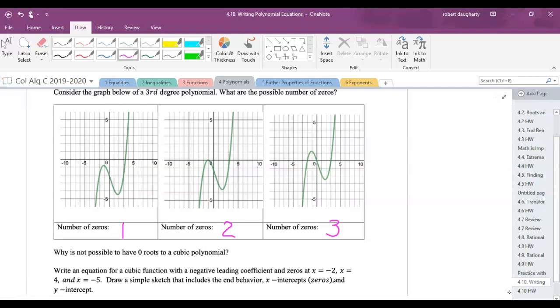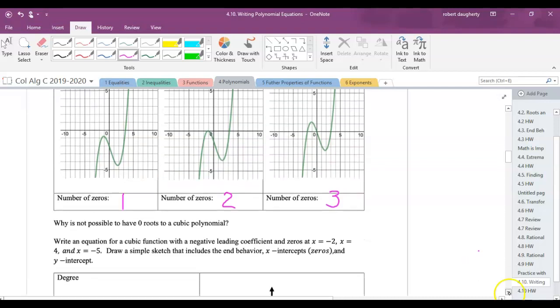Why is it not possible to have 0 roots? It's going up and down. It has to cross. There is no way around it. I can make this polynomial never cross. I can make this one never cross. But the ones that go like this, they have to cross at least one time. So if it's odd degree, it has to have at least one root.